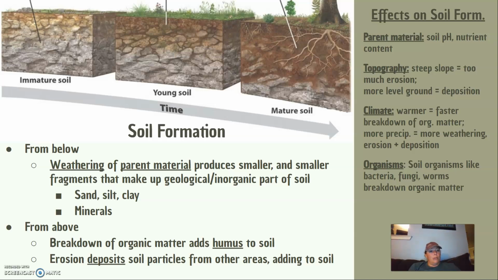The climate is also going to impact soil formation. The warmer the climate is, the faster the breakdown of organic material, which actually means that the soil is less healthy, because the faster that organic material breaks down, the less likely organisms and plants can use it. The more precipitation you see, there's more weathering, which means more erosion and more deposition. So that's going to impact how much soil can form in one place.